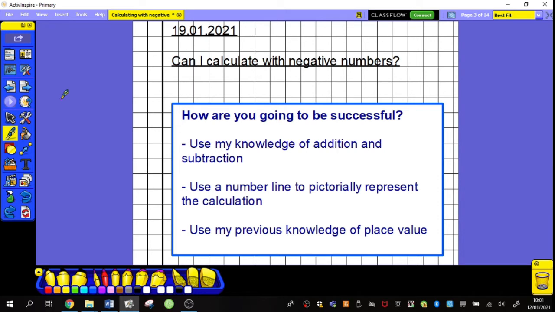So, today we're going to be calculating with negative numbers. To be successful, you're going to need to use your knowledge of addition and subtraction. You're going to need to use a number line to pictorially represent your calculation, and use your previous knowledge of place value as well.